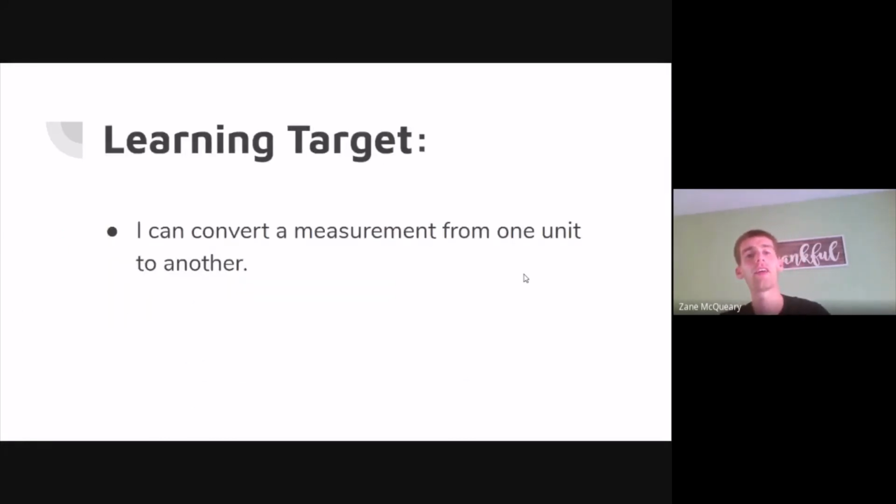Our learning target today was to convert a measurement from one unit to the other. Till next time, see ya.